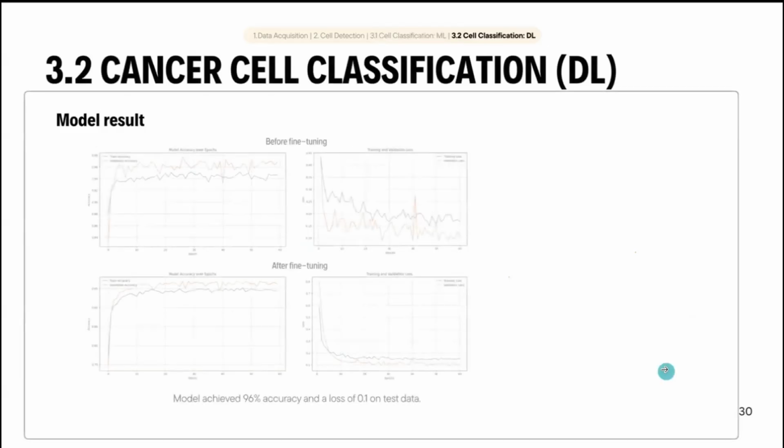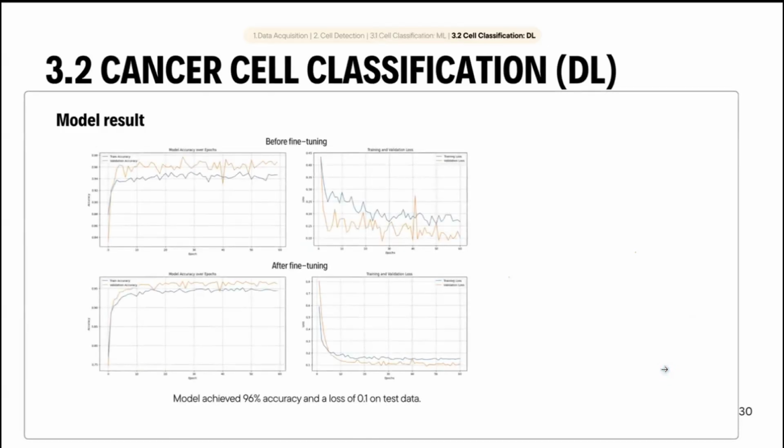And here's another result of using EfficientNet B0. The training dataset is around 1,700 images per dataset. After we pre-processed, we adjusted the EfficientNet B0 with the pre-trained weights, removed the top, added batch normalization and a top dropout rate. The model result shows that after tuning at the 60th epoch, it achieved 96% accuracy and a loss of 0.1.